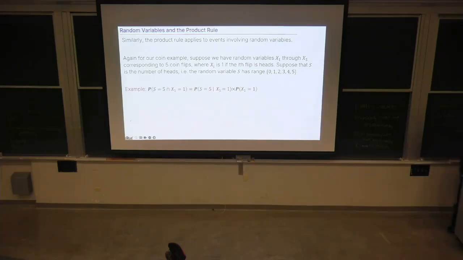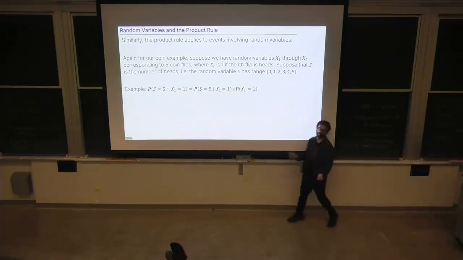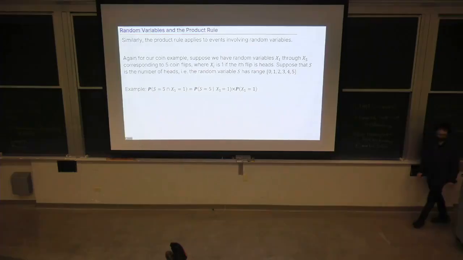So I could, for example, say, what's the probability that I get 5 heads and the first flip was heads? Well, that's just using the product rule: the probability that S equals 5, given that the first thing was heads, times the probability that X1 equals 1. And remember that this works even if the events are not independent. So that's a handy notion that we talked about.